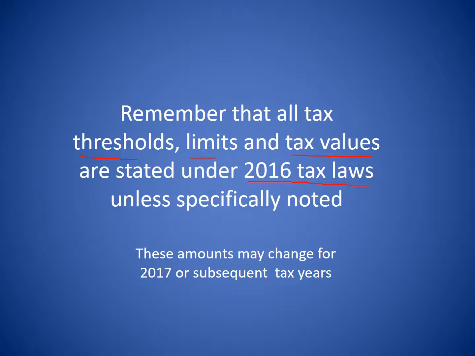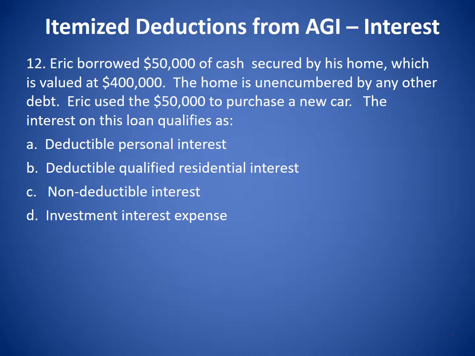So let's go ahead and continue on with our presentation, and we're going to lead right into a question. Eric borrowed $50,000 of cash, which he secured by his home loan. So he got a home equity loan, which is valued at $400,000. The home itself is unencumbered by any other debt, so there's no other mortgage on the property. Now, instead of using the $50,000 on the home, Eric used the $50,000 to purchase a new car.